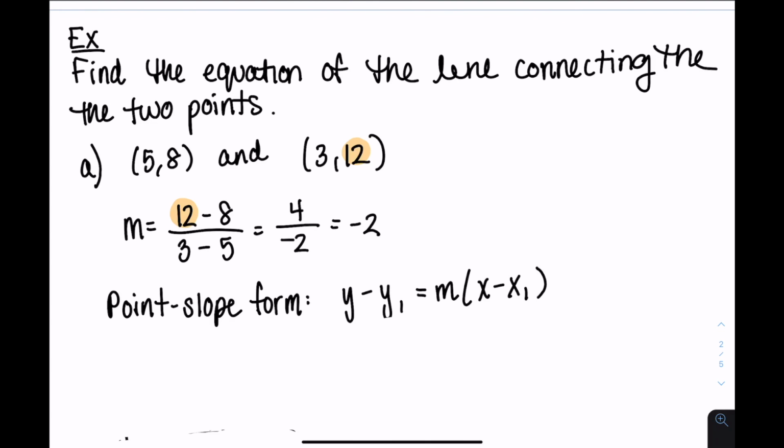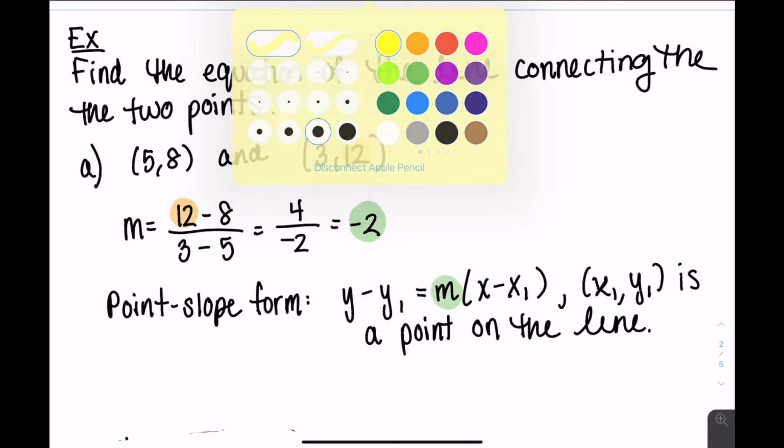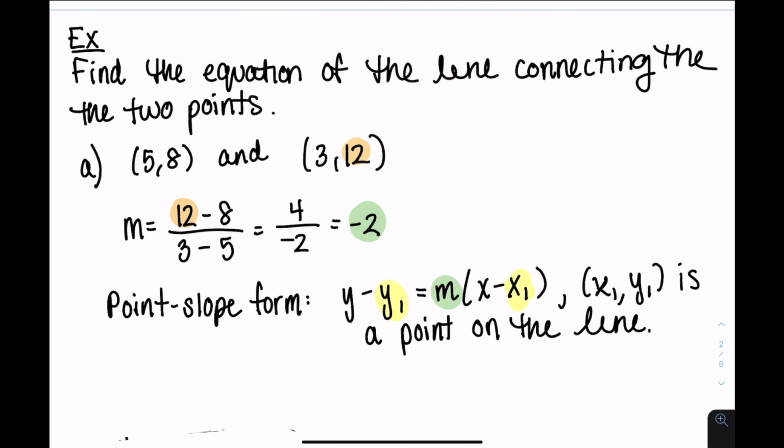Now to actually write the equation of the line, we want to recall our point slope form. So that's going to be y minus y1 is equal to the slope times x minus x1, where this (x1, y1) is just a point on the line. So right now we have our slope is -2, so that's our value of m. You can pick whatever point you want to plug in for (x1, y1). I'll go ahead and pick the point (5, 8).